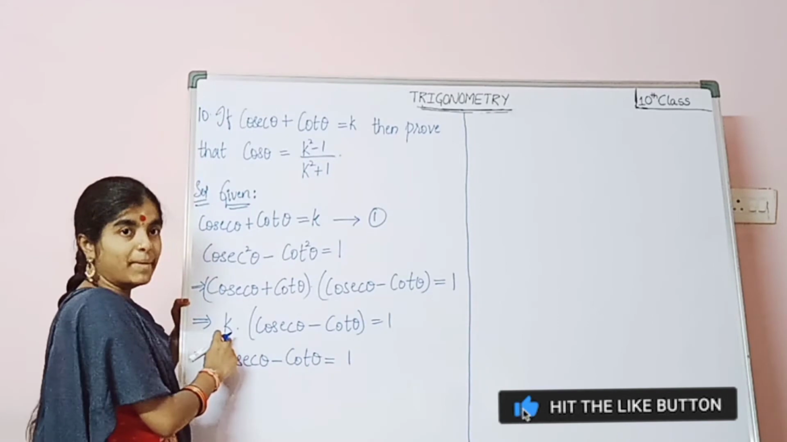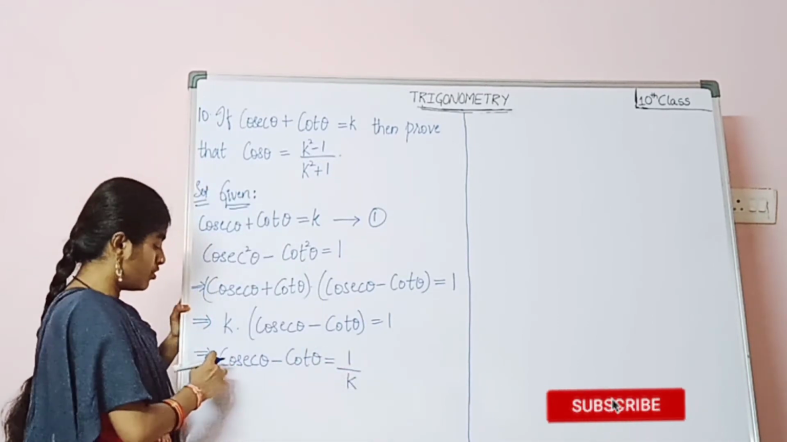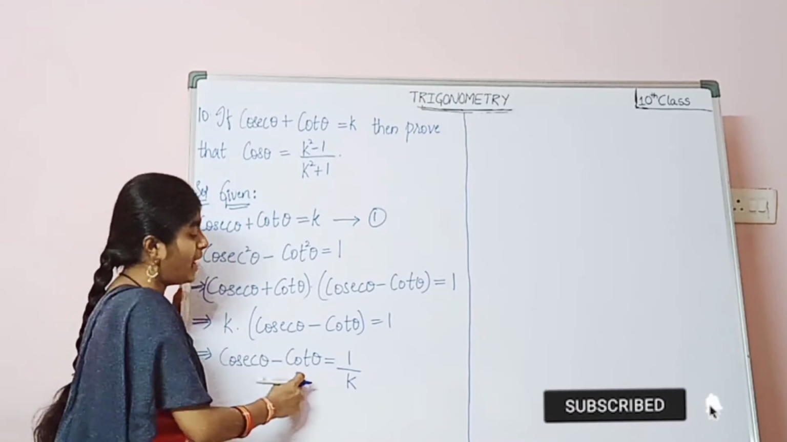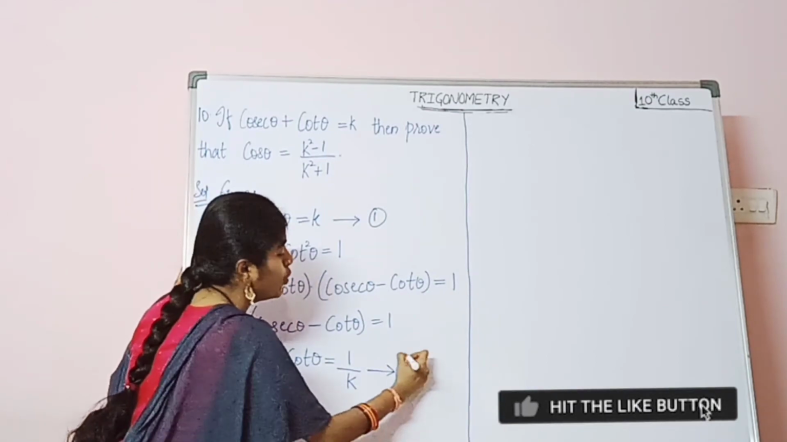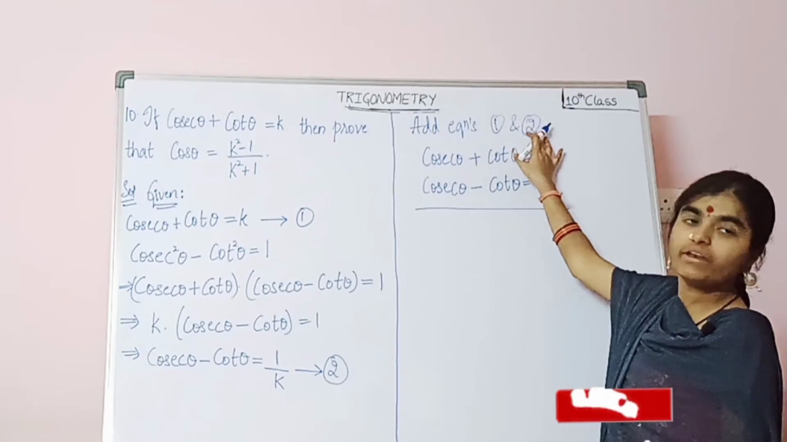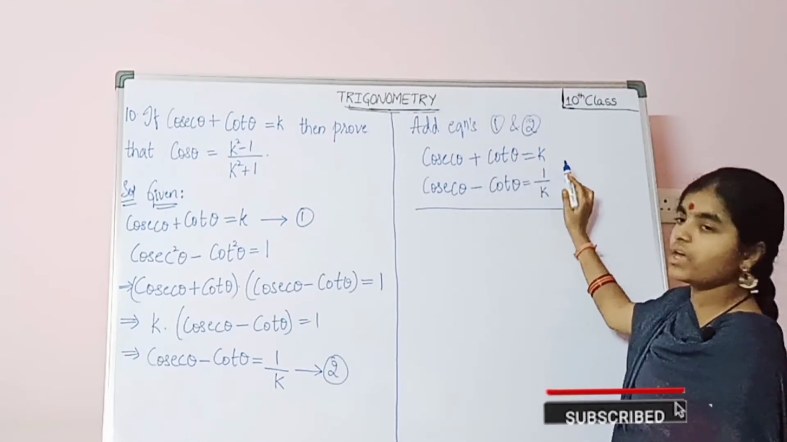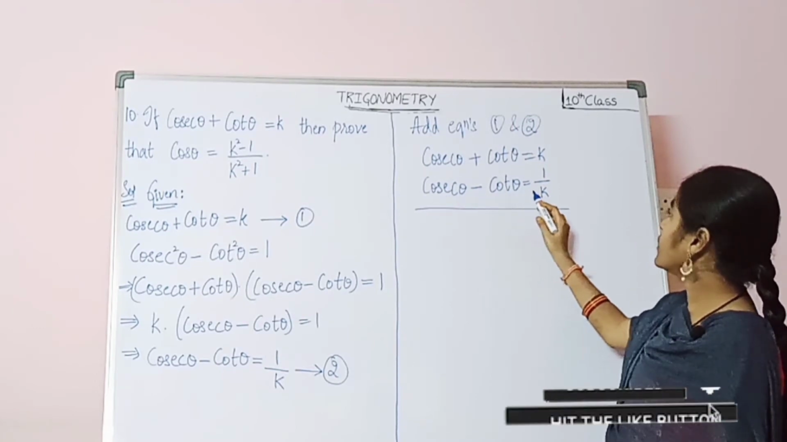Now this multiplication K becomes division here, 1 by K. So cosecant theta minus cot theta equals 1 by K. This we consider as equation 2. Now we have to add equations 1 and 2. What is equation 1? Cosecant theta plus cot theta equals K. What is equation 2? Cosecant theta minus cot theta equals 1 by K.